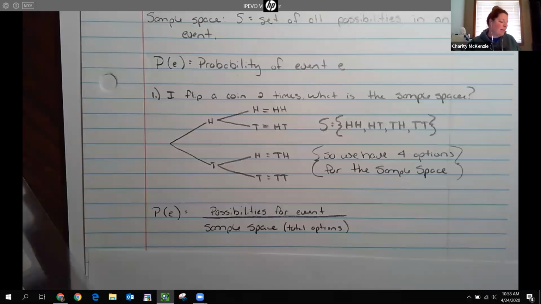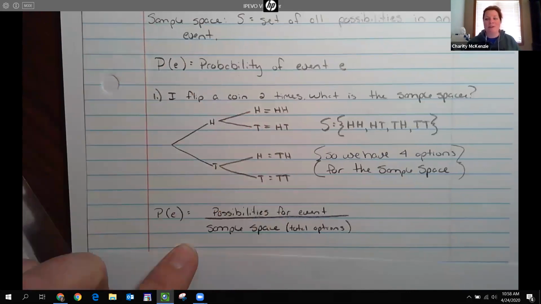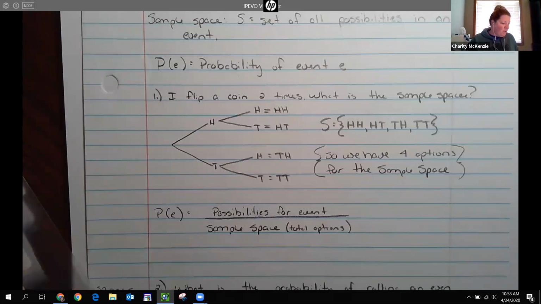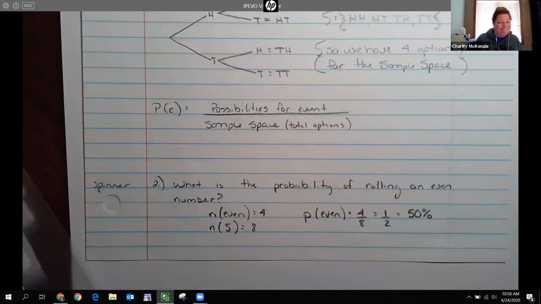And our sample space is our denominator, and then our numerator will be that event. So for example, if I wanted to know the probability of getting at least 1 head, then I would have 1, 2, 3 out of 4. So the probability is 3/4, 0.75, 75%, any of those ways you want to write that. Okay, so please use a tree diagram. It's a great way to see your sample space and your total options. Now, it's not so great if you are flipping a coin 50 times, then we have to have other options.